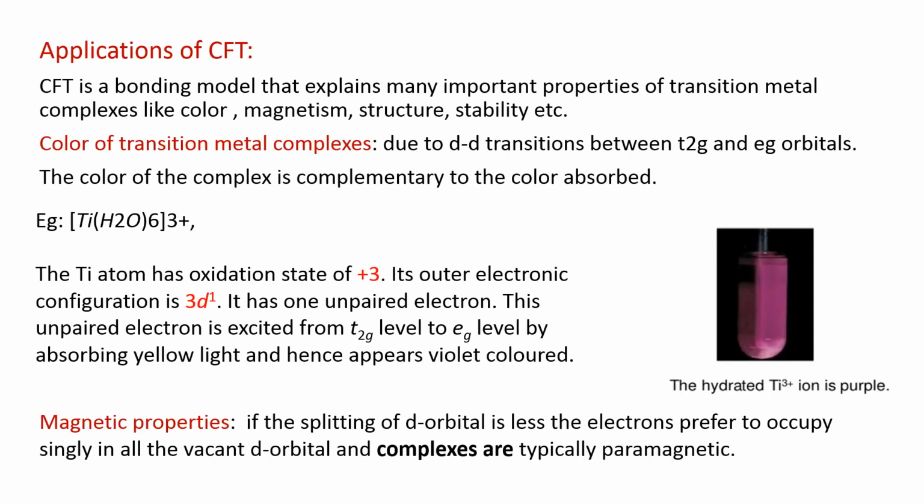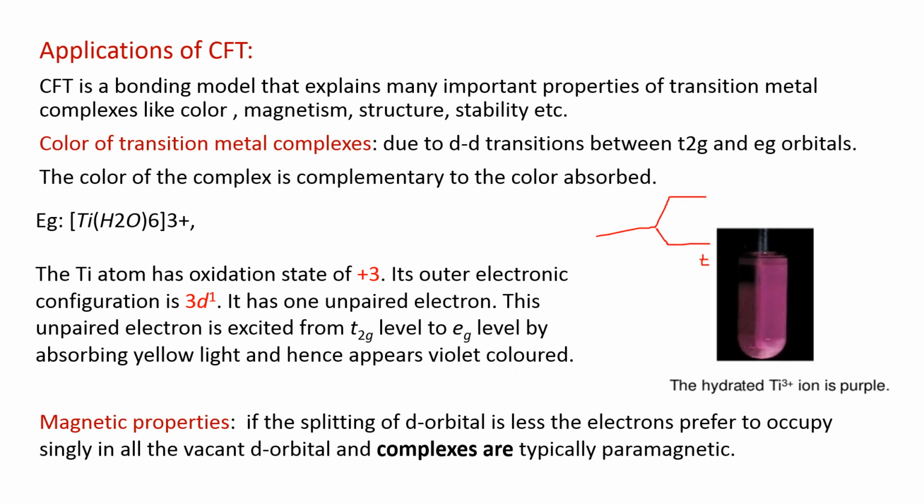What is the application of CFT? CFT is a bonding model that explains many important properties of transition metal complexes like color, magnetic properties, structure and stability. The electronic spectra, that is d to d transitions between t2g to eg orbitals, was studied in CFT. For example, take the titanium hexaaqua 3+ complex, in which titanium is in the +3 oxidation state. So its outermost electronic configuration is 3d1. It has one unpaired electron, and this is an octahedral complex, so the splitting will be like this, t2g and eg.